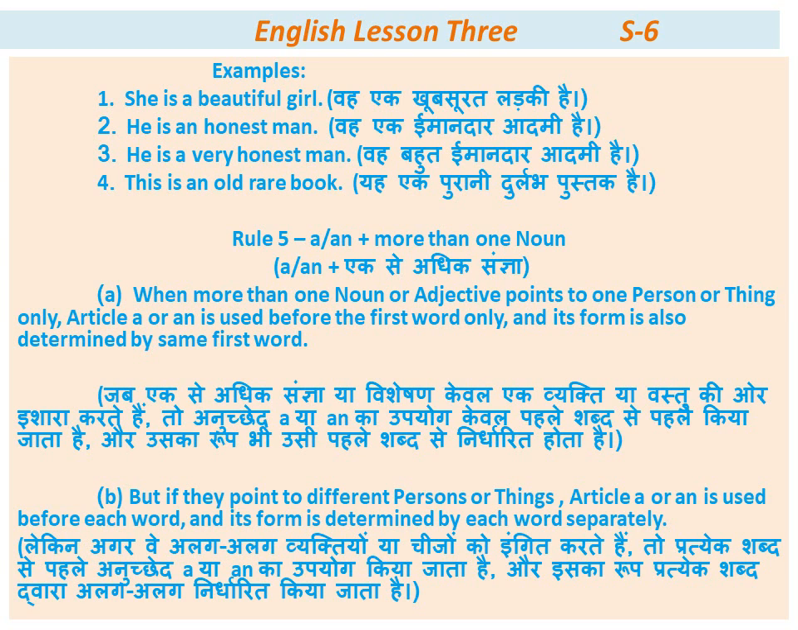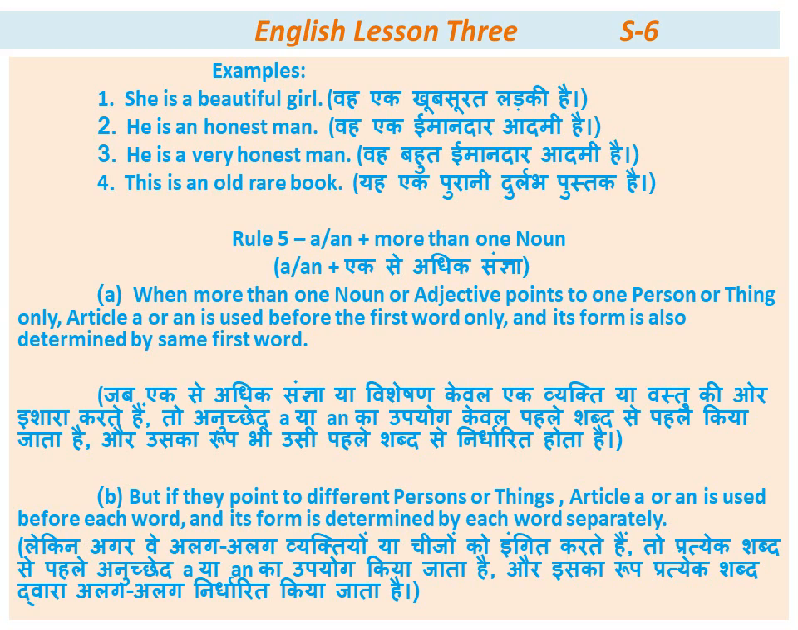Depending upon whether the word's spelling starts with a vowel or a consonant, accordingly a or an articles are used here. Now we move to rule 5, where a or an plus more than one noun are used.